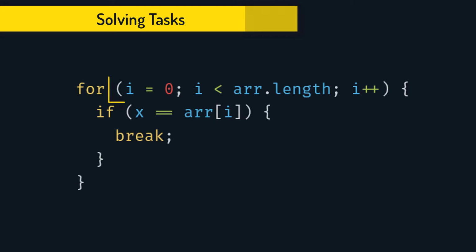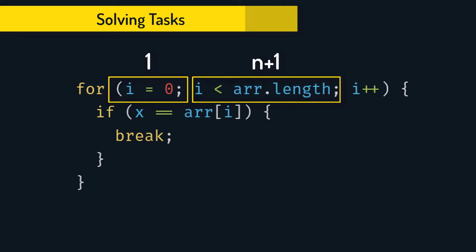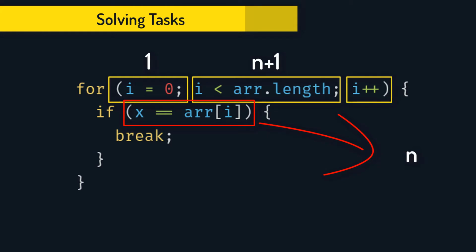One operation is initializing the value of i to 0. Then we check if i is less than n, and we do that n plus 1 times, because we also have to check if i is equal to n to exit the loop. Then we check if x is equal to our array element, and we do that n times. Then we increase i by 1, and we do that n times as well. And if we have found the element, the break statement also goes off, but only once.